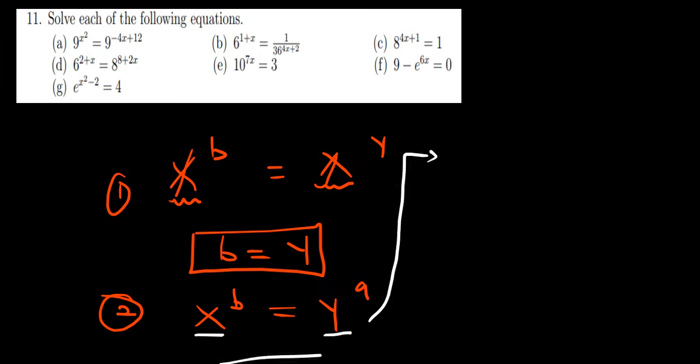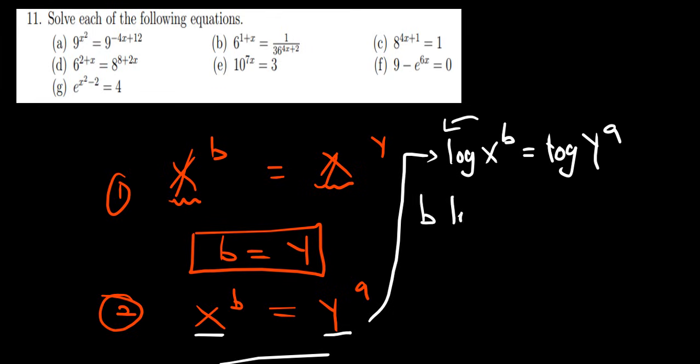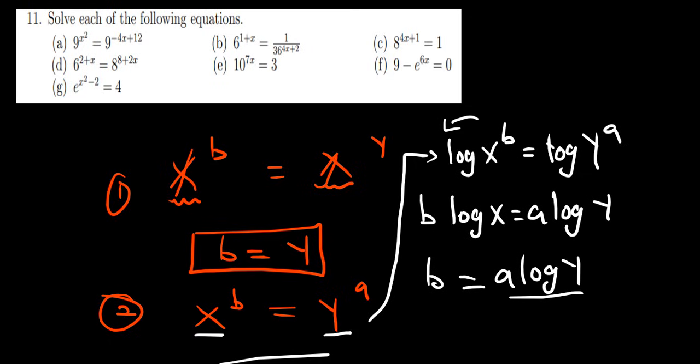So this expression will become log x to the power b is equal to log y to the power a. From there we know we can drop the b, so it will be b log x is equal to a log y. If the question was to find b, you just divide both sides by log x. We are going to say b is equal to a log y divided by log x. These are some of the basic rules that we are going to be using when we are solving questions.